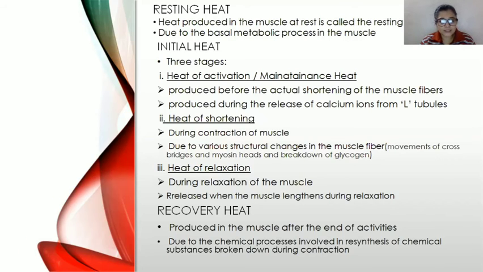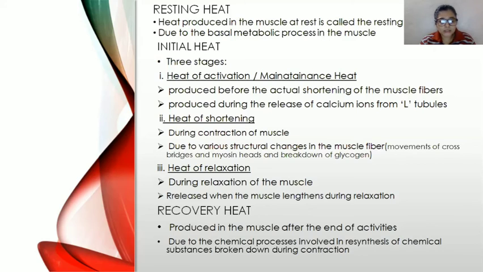Resting heat is the heat produced when the muscle is at rest, and this heat is produced due to metabolic processes going on inside the muscle. Second is initial heat. Initial heat is also produced in three different stages. The first stage is heat of activation. This heat of activation is also called maintenance heat. This heat is produced when the muscle is shortening, when the muscle fiber is becoming short in length. And this is produced due to the release of calcium ions from the L tubules.